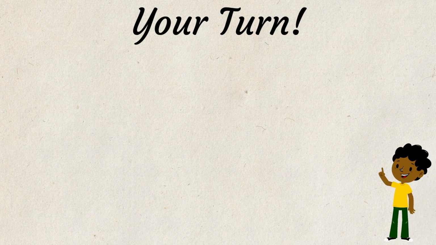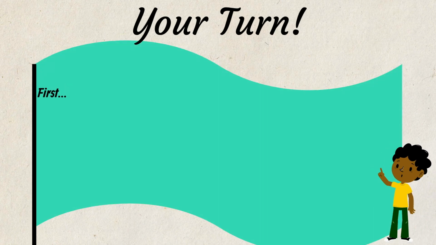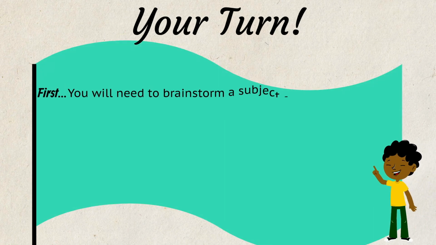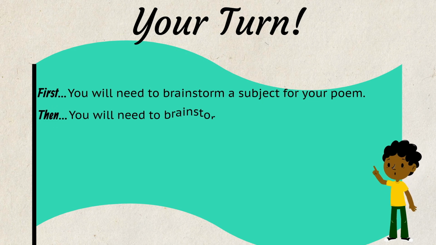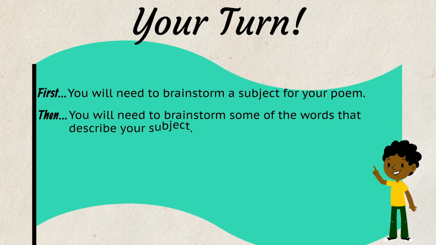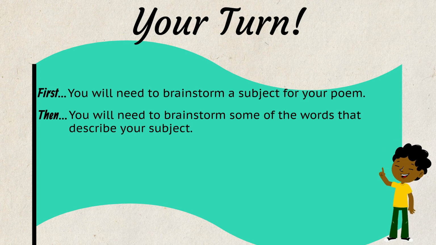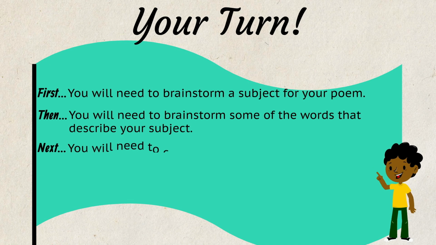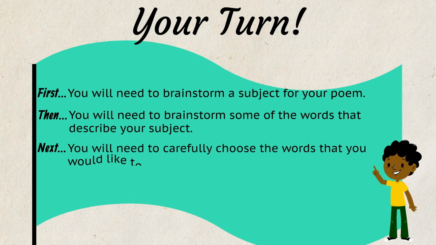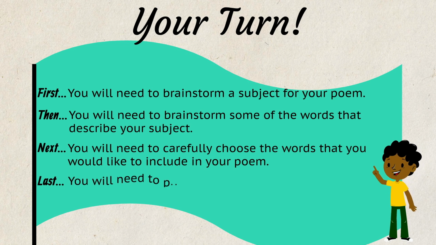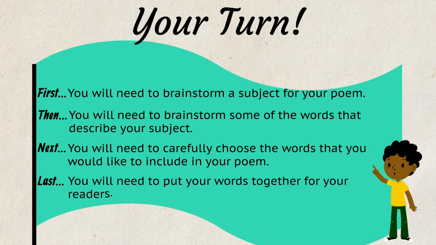Now, it's your turn. First, you will need to brainstorm a subject for your poem. Then, you will need to brainstorm some of the words that describe your poem. You can either make a list or create a mind map to help you organize your thoughts. Next, you will need to carefully choose the words that you would like to include in your poem. Last, you will need to put your words together for your readers.